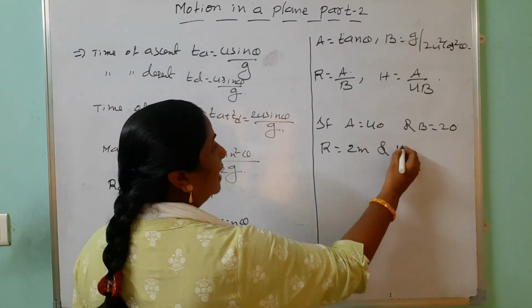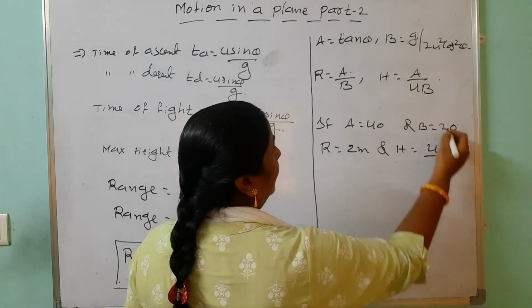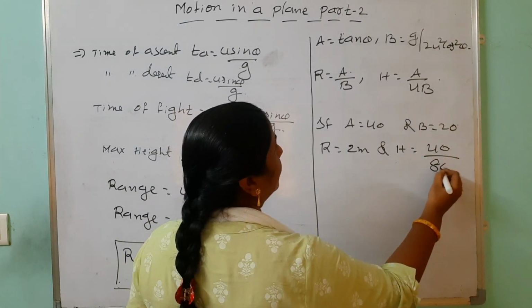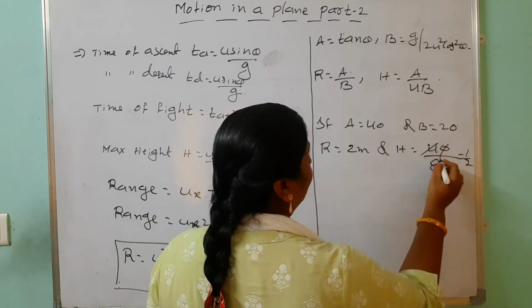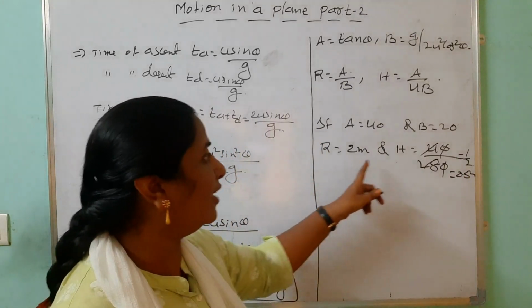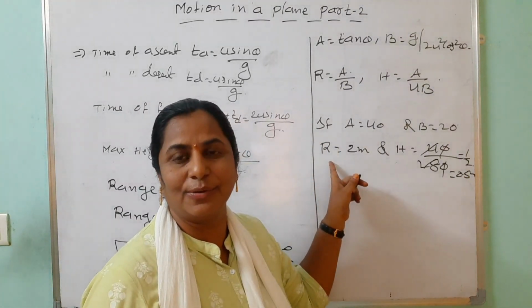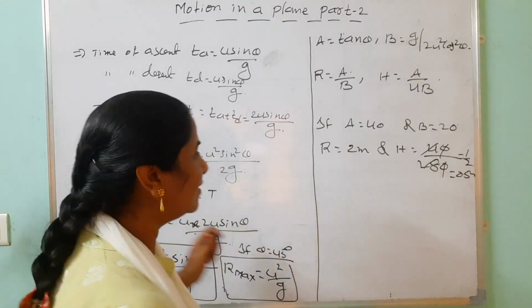Then height is how much? 40 by 20 into 4, that is 40 by 80. So the answer is 0.5 meters. Like that we can find the maximum height and range when we know the A and B values, because these are the relations.